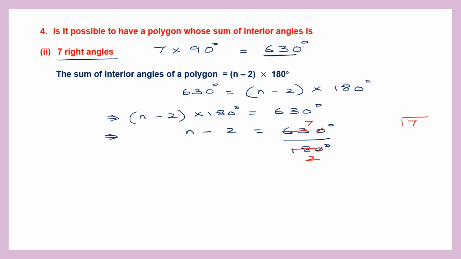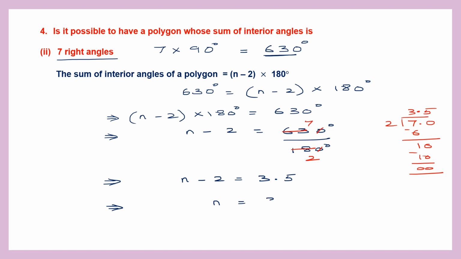Now let's divide this. 2 threes are 6, minus 1. I can continue my division by making it a decimal number. 2 fives are 10 minus, okay, now itself you can make out that it is not going to be possible. Okay, so this is n minus 2 is equal to 3.5. So if we have to find the value of n, we will say 3.5 plus 2. That is, n is equal to 5.5.